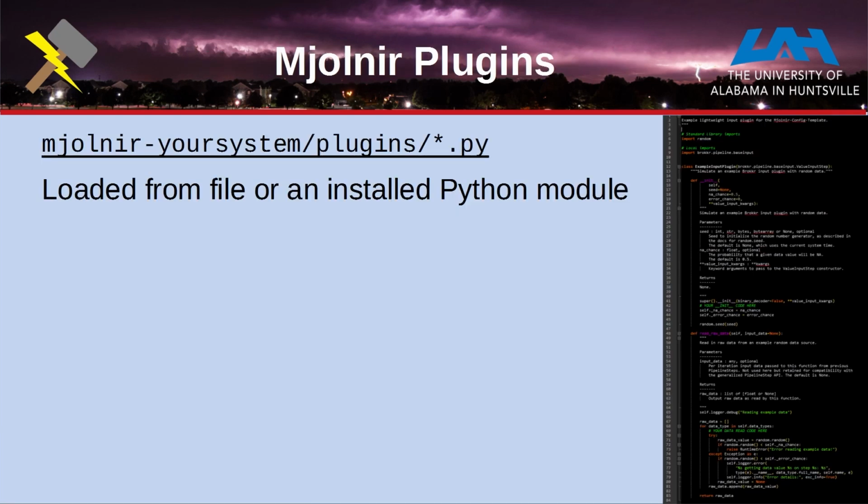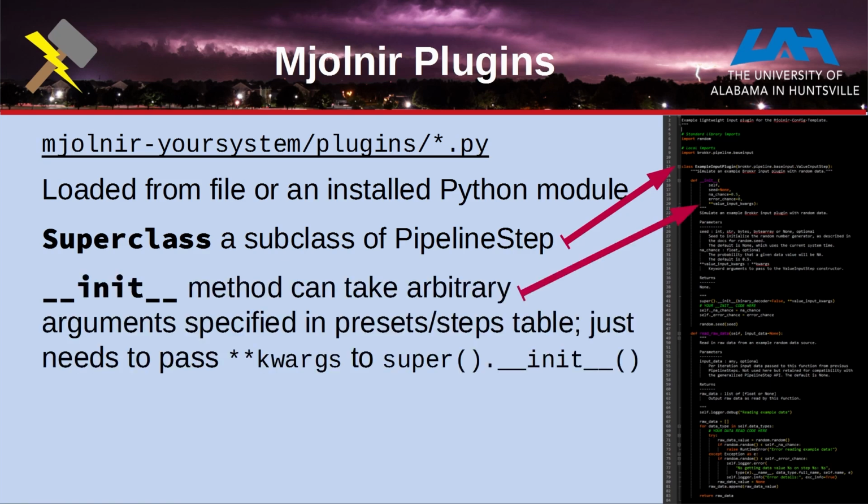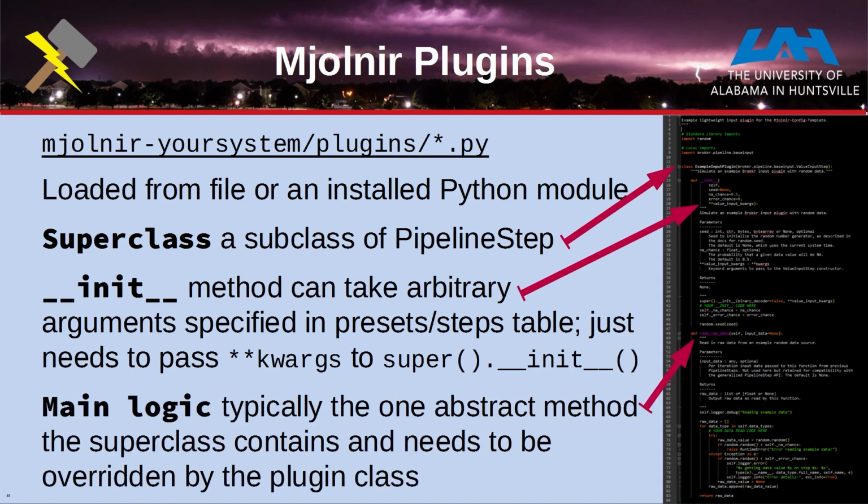Plugins from Mjolnir can be loaded from Python files in the plugins directory of your system config package, or from an already installed Python module. They will always have as a superclass a subclass of pipeline step, and their init method can take arbitrary arguments as specified either in the preset or in the steps table. You just need to make sure to pass keyword arguments to super.init. Finally, the main logic is typically all contained in one abstract method that the superclass has, and it needs to be overridden by the plugin class to do something useful.